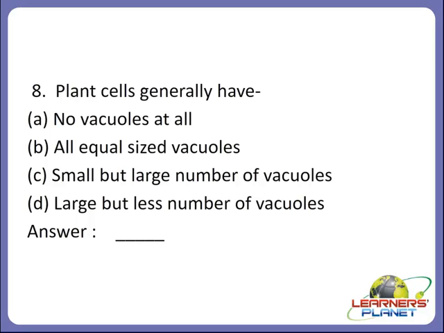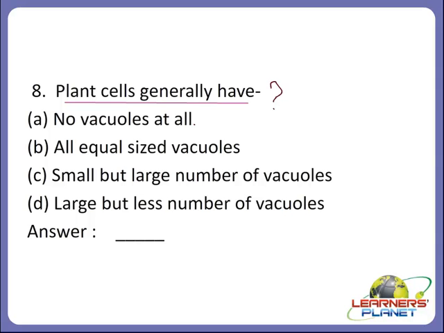Fine. Plant cells generally have dash. What is present in the plant cells? We have to look at these options now. Let us look at the options first, then only we can find out the right answer. Options are: plant cells generally have no vacuoles at all. Do you think plant cells do not have any vacuoles? They have. So this could not be the right answer. Vacuoles are present in the plant cells.